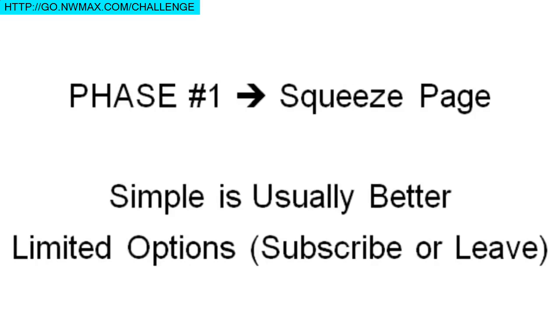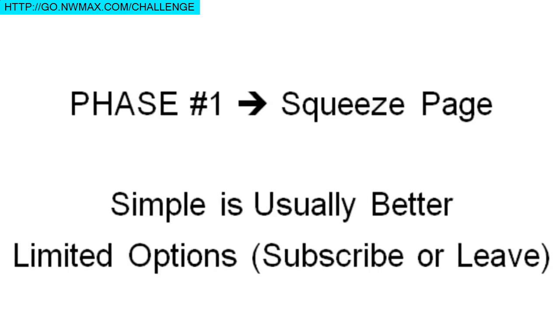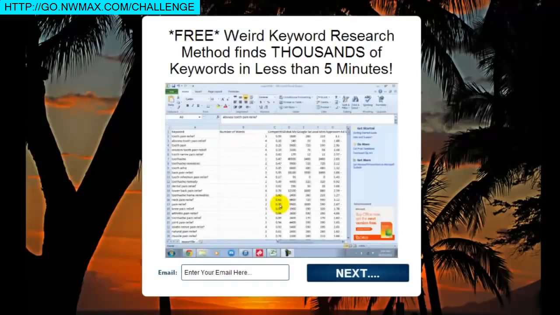The first phase to optimize is the opt-in page. This is what we're going to be sending traffic to, to collect leads. From my results, I've found that simple is almost always better when it comes to a lead capture page. You really want to give your visitors 2 options. They're either going to subscribe on your squeeze page, or they're going to leave, and there are no options in between. It's not confusing, it's simple, and it's to the point. So here's the main squeeze page that I use to collect the majority of these leads.